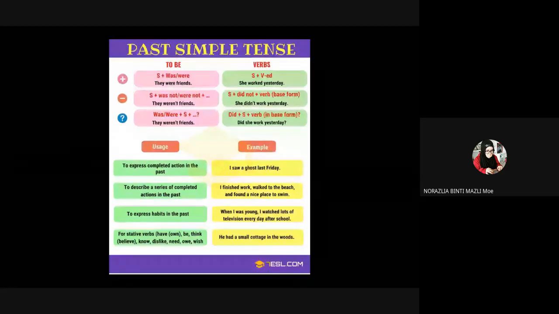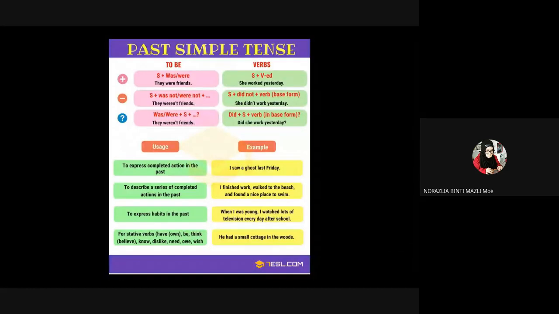Okay? It's only verbs. So there are two types of verbs. I think you already know. The first one would be the verb to be. Verb to be ni apa? Yang is, am, are, was, were. Tu je lah. Okay, is, am, are, was, were would be the to be version. Number two would be the simple verbs like work, walk, teach, learn. Okay, kata kerja yang biasa lah.